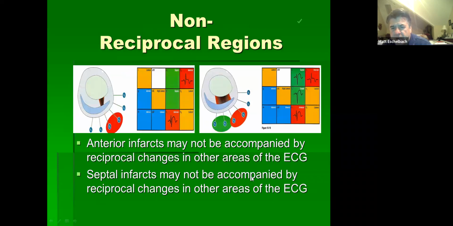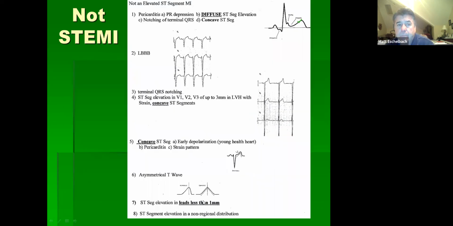Anterior infarcts may not be accompanied by any reciprocal changes. Septal infarct may not be accompanied by any reciprocal changes in any other area of the EKG. What is not a STEMI?